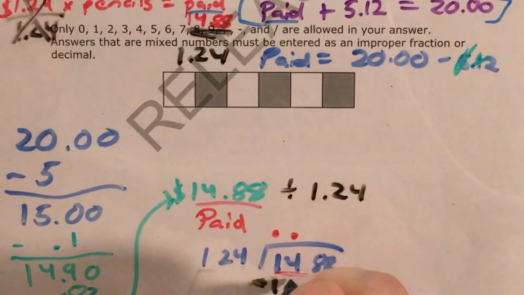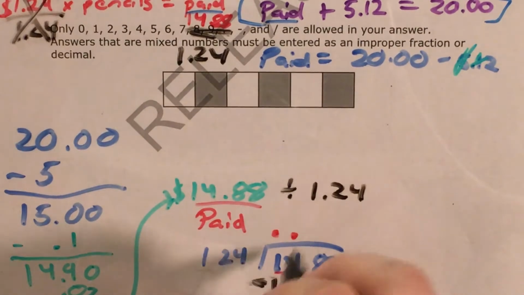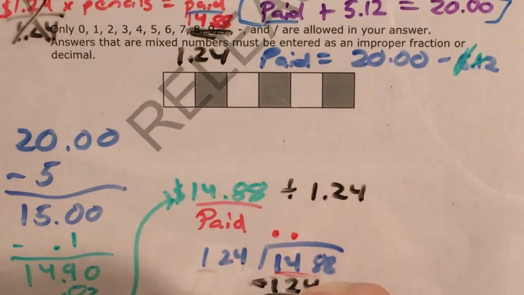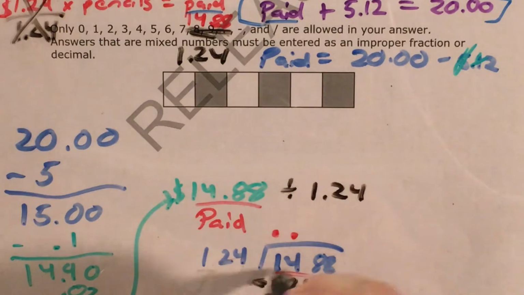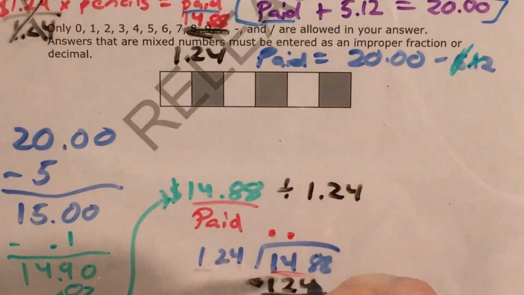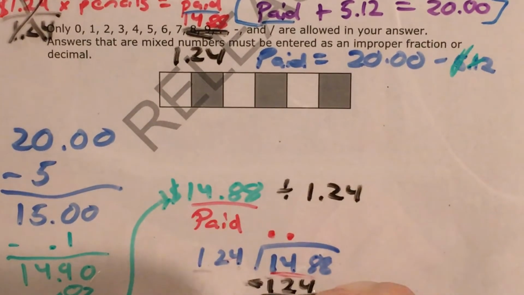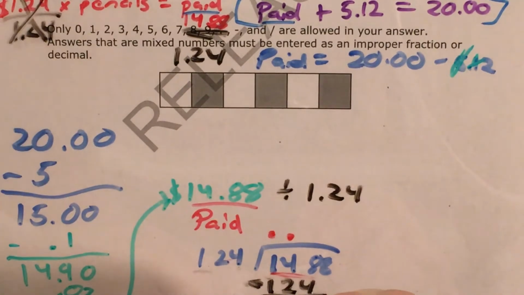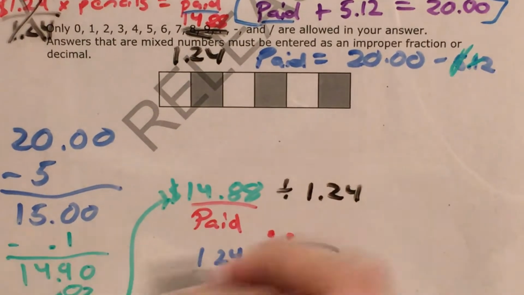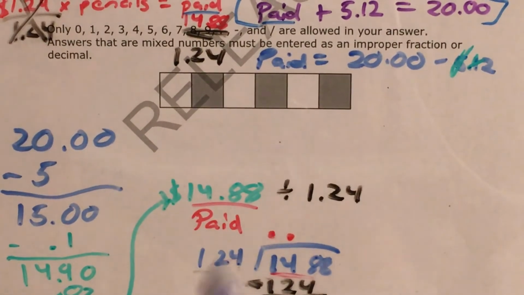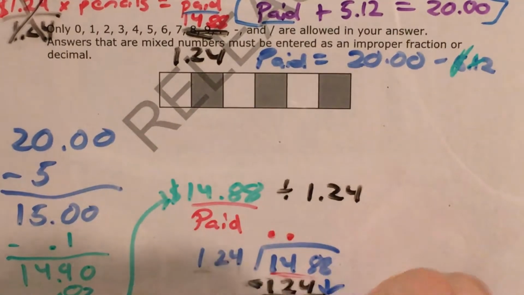So I will subtract my 124 tens. So that's 100 minus 100 gives me nothing. 4 tens minus 2 tens gives me 2 tens. 8 ones minus 4 ones gives me 4 ones. So now I'm left with a 24 here. It's at this point that I bring down my 8.